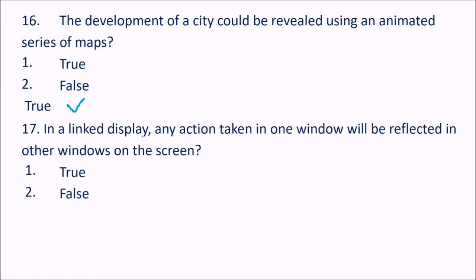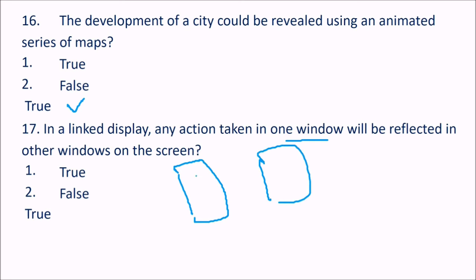Next, in a linked display, any action taken in one window will be reflected in another window on the same screen. Is it true or false? This is true. There are two windows. You go to one position and zoom to one position, this linked window will also go to that position.